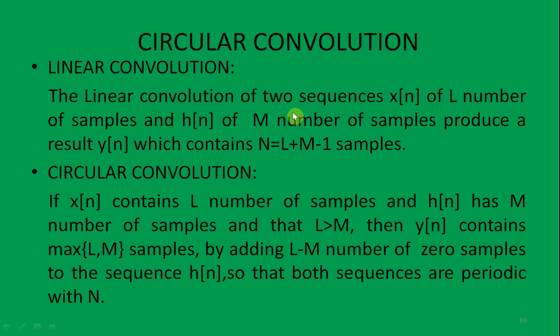Now, how can you solve the circular convolution between two sequences? We will see that here. What is the basic difference between linear convolution and circular convolution? Linear convolution of two sequences x of n of L number of samples and h of n of M number of samples produces a result y of n which contains N samples, where N depends on the number of samples of x of n and h of n, like L plus M minus 1.